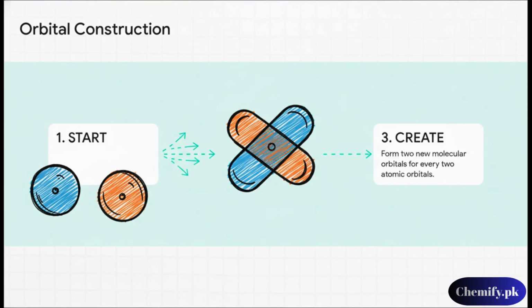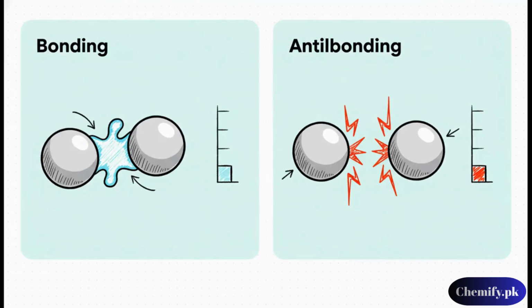It's actually pretty straightforward. You start with your two separate atoms. You bring them close enough that their original orbitals, their atomic orbitals, start to overlap. And here's the key rule. For every two atomic orbitals you mix together, you get two new molecular orbitals out. But, and this is a big but, they're not the same. So, those two new orbitals are very different.